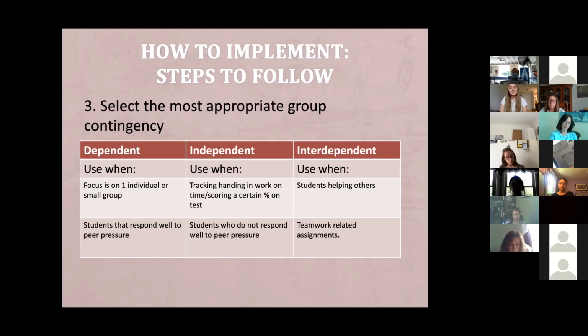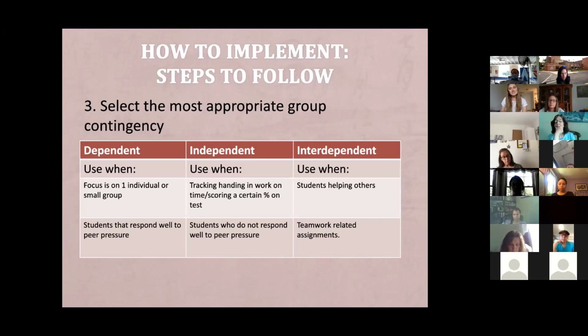An interdependent group contingency would be great because you can set a goal for the whole class. Let's really focus on getting this work done within 15 or 20 minutes instead of 30 or 40. And in turn, you foster teamwork-related behaviors because now the students who finish early can help other students in their class and really build leadership skills and teamwork-related skills to get them done.